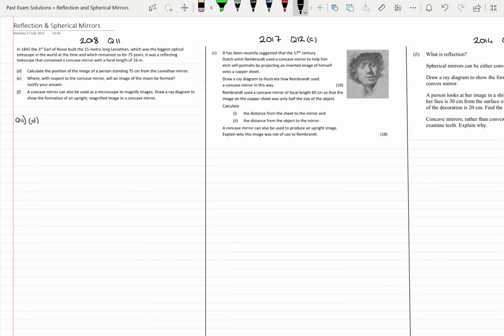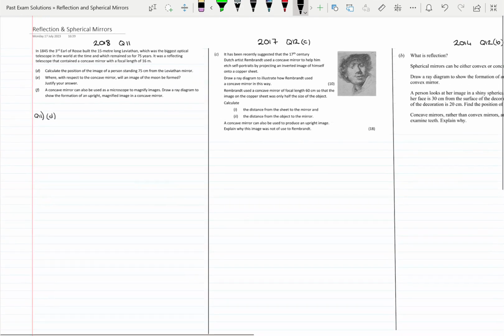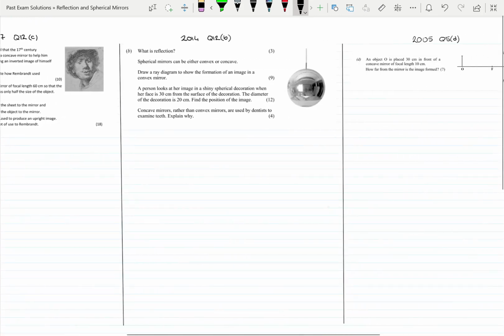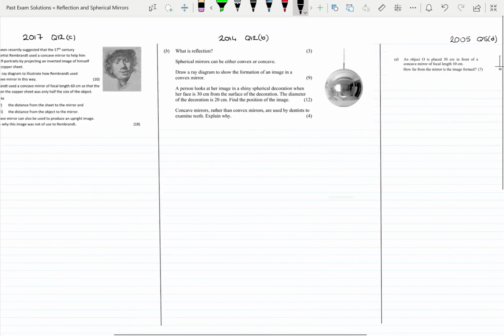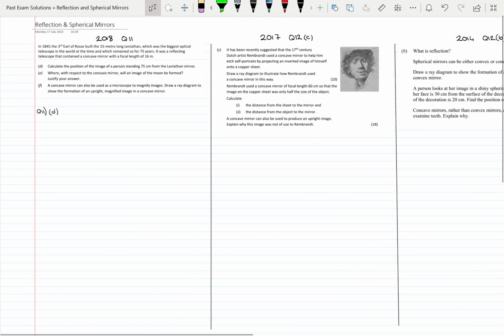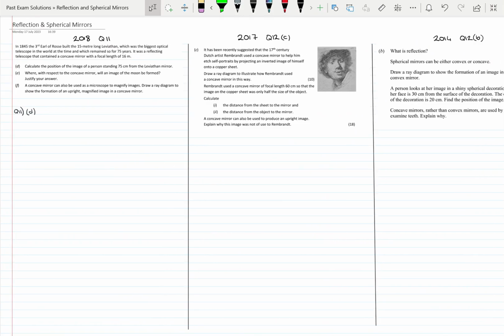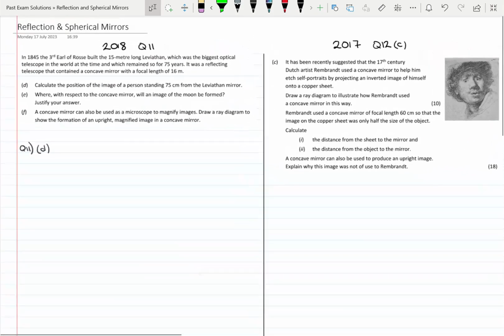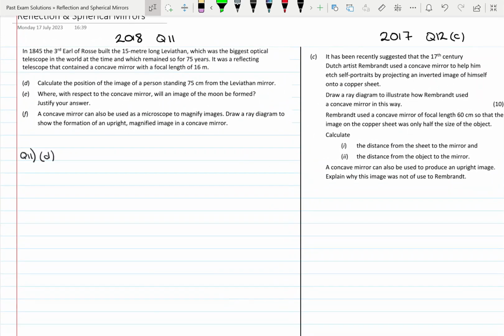So we've got 4 questions we're going to have a look at today from past exam papers. The first question we're going to look at is a 2018 question 11. This is actually a question where a multitude of different topics have come up, but there are 3 questions specifically on reflection and spherical mirrors. So we're going to look at those 3 questions today.